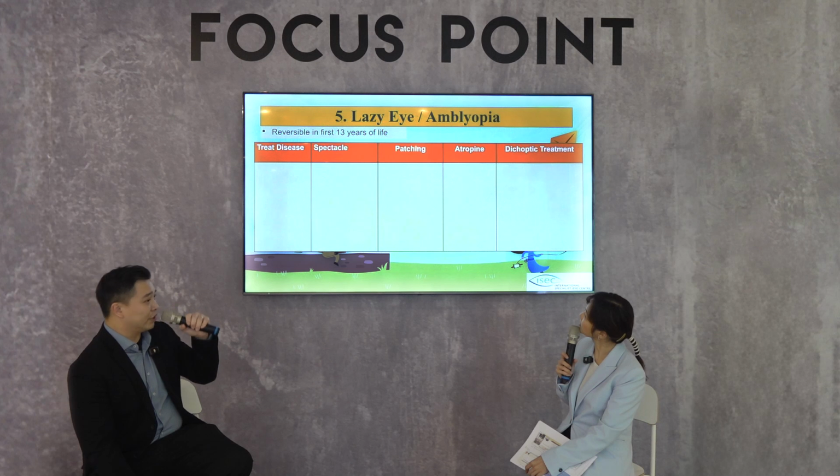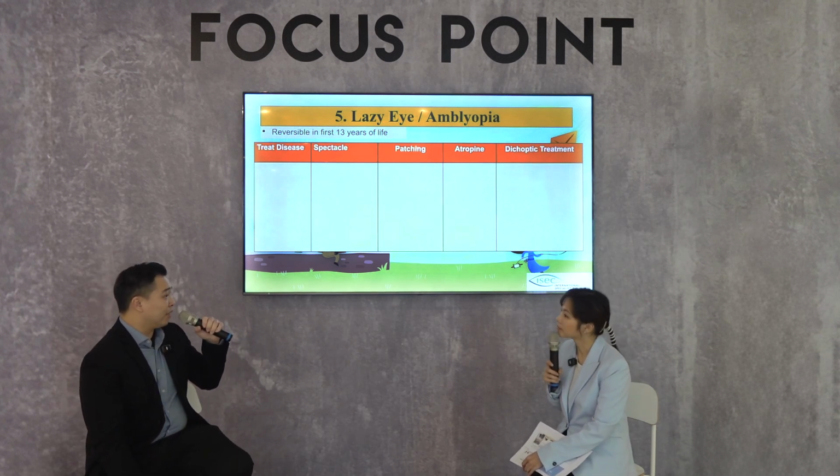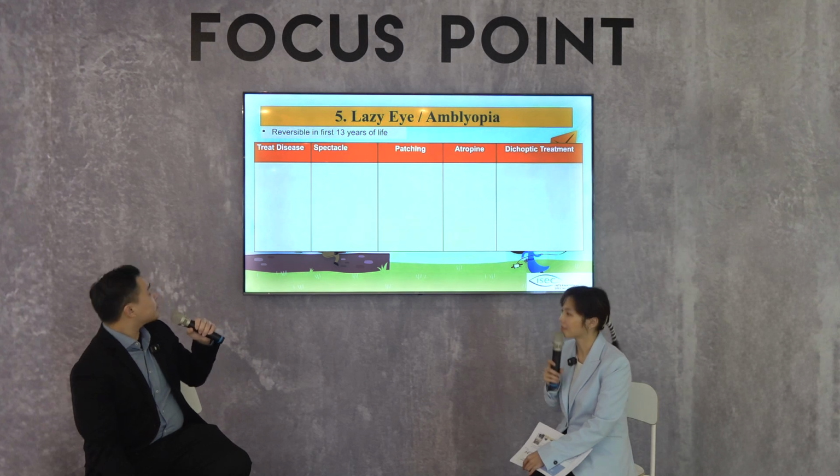So what are the strategies to treat lazy eyes? It is best treated within the first 8 years of life. But recent studies have shown that it is still beneficial to treat up to 13 years old. Beyond that, the treatment effectiveness is a bit modest.